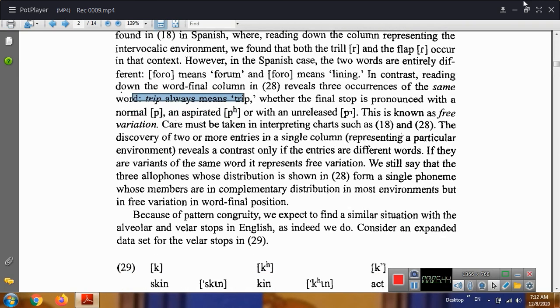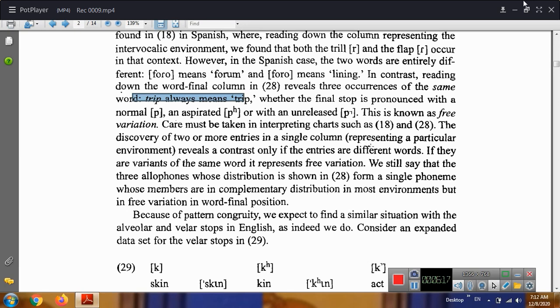Here, care must be taken in interpreting charts such as 18 and 28. It was about furrow and furrow, and this one is about trip. The discovery of two or more entries in a single column representing a particular environment reveals a contrast only if the entries are different words. If they are variants of the same word, it represents free variation.